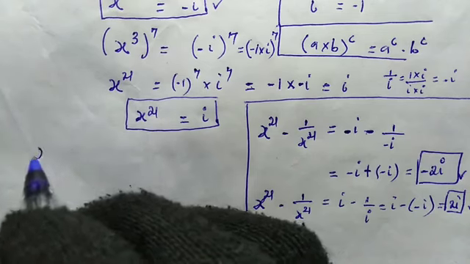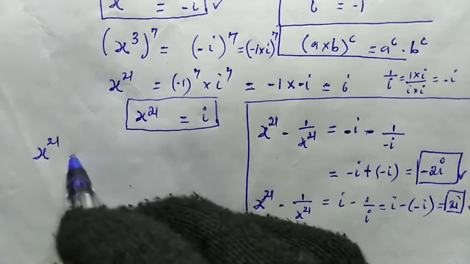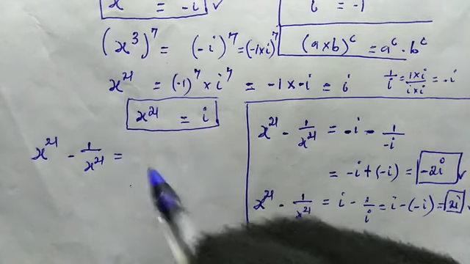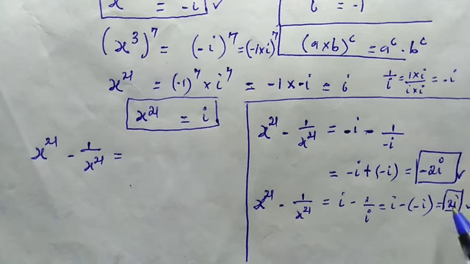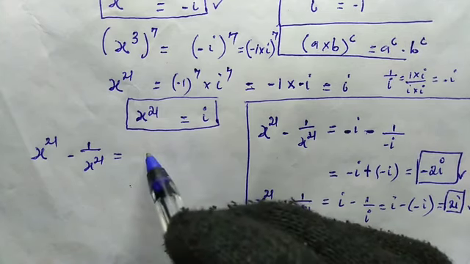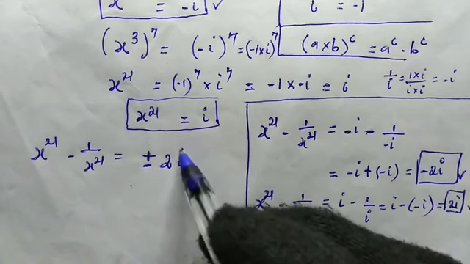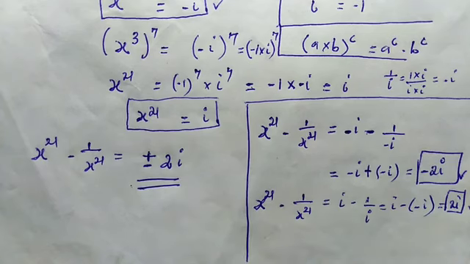So now we can conclude that x to the power of 21 minus 1 over x to the power of 21 is equal to, we have negative 2i and positive 2i. So combining them together, we can say plus or minus 2i. And here is the solution.